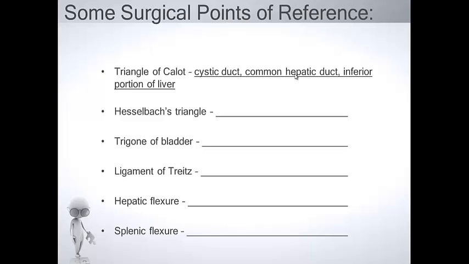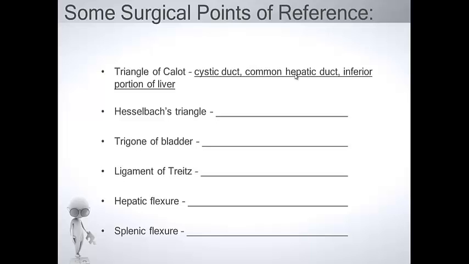The ligament of Treitz marks the end of the duodenum and the beginning of the jejunum. We will talk extensively about the intestines during our general surgery unit, but this point of reference is so important in bowel surgery because it helps us know which portion of the bowel is diseased or injured.